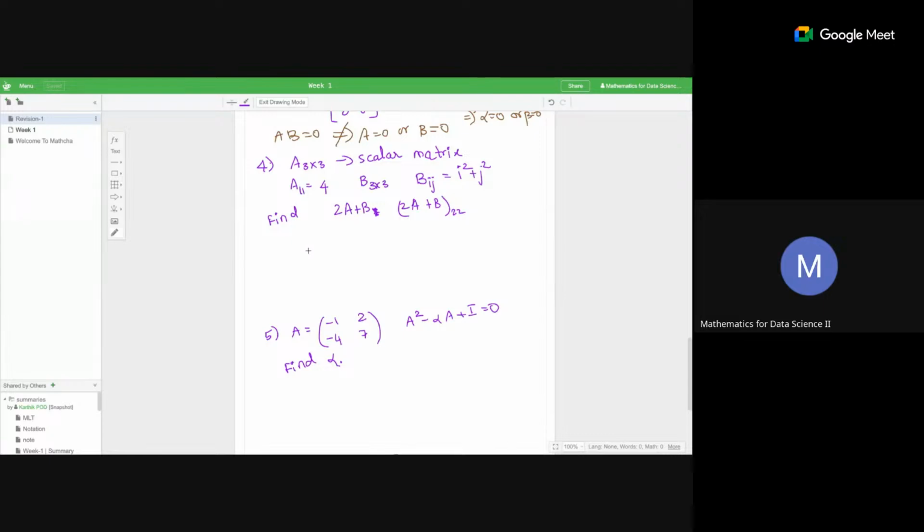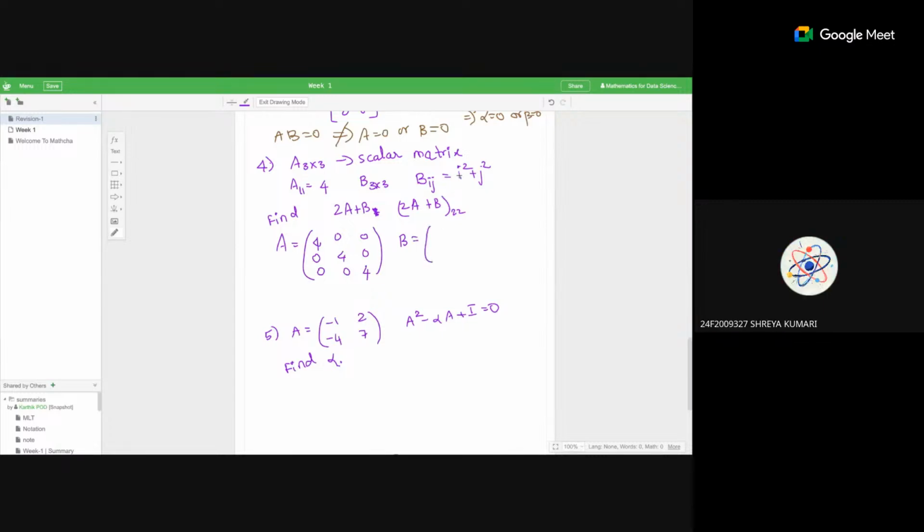Okay, fine. So, given A is a scalar matrix. What do you know about a scalar matrix? Off diagonal entries are 0, and the diagonal entries are equal. It is given the first diagonal entry is 4. So what should be the other diagonal entry? 4, right?